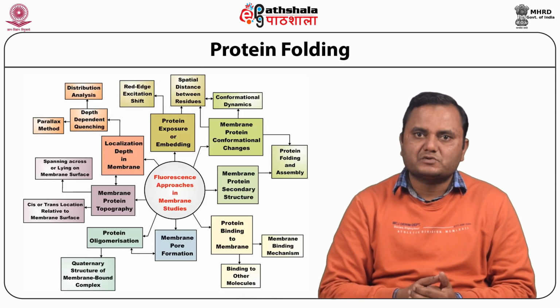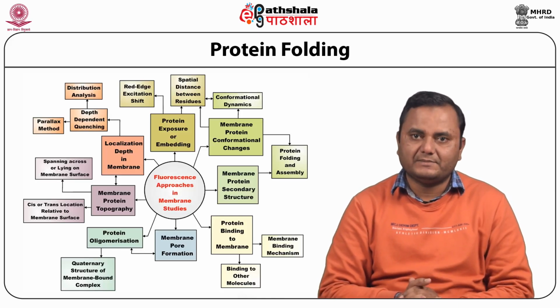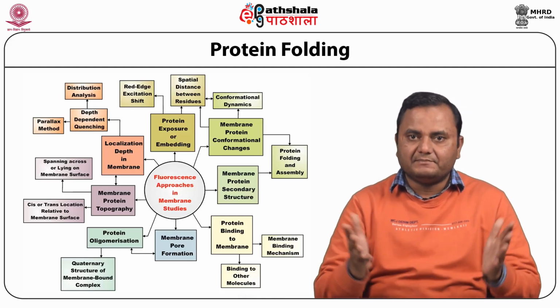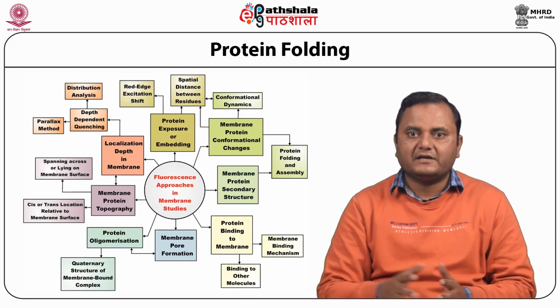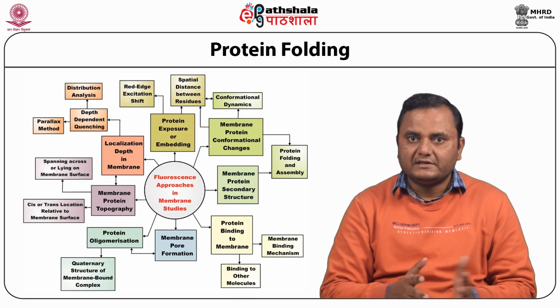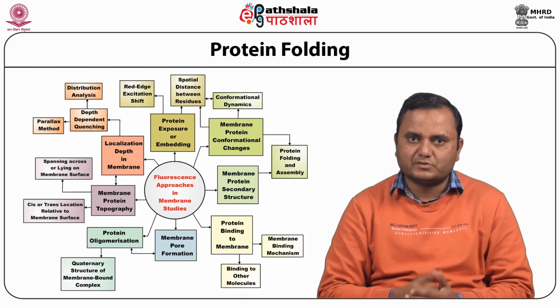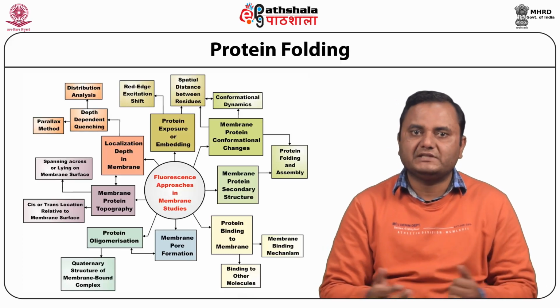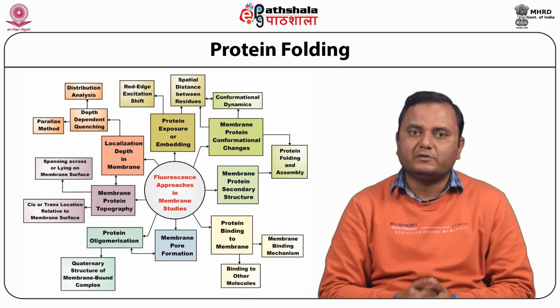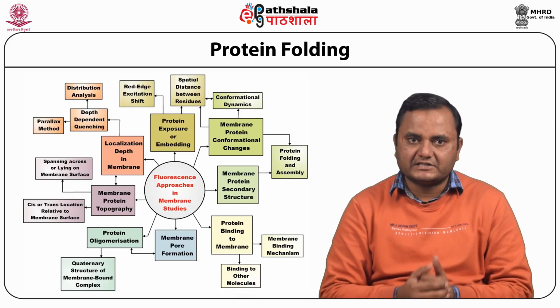By fluorescence spectroscopy we can also detect binding to the membrane, like we can analyze the membrane binding mechanism, binding of other molecules to the membrane and how it leads to conformational changes. Then we can also detect pore formation in the membrane and protein oligomerization, the quaternary structure of membrane bound complexes.